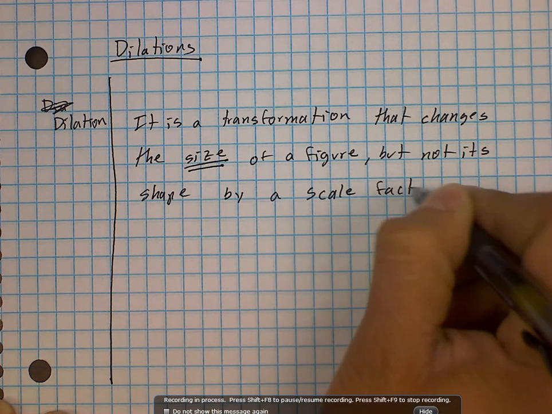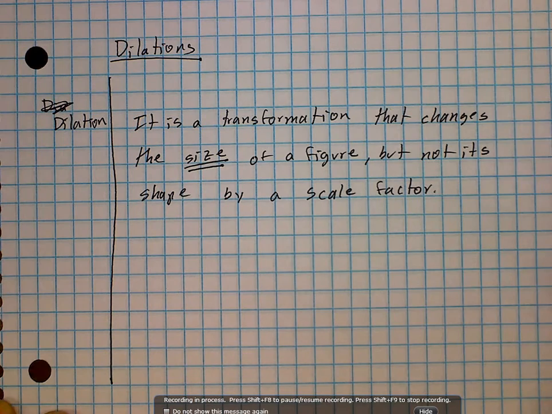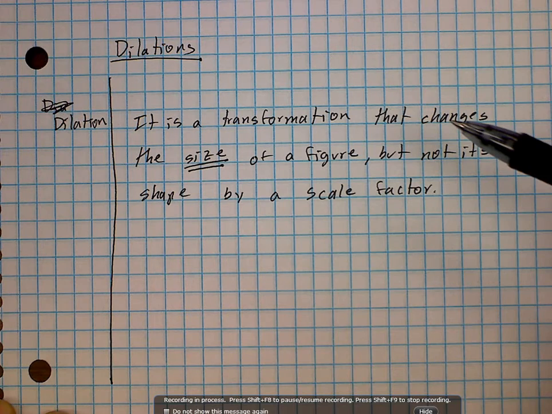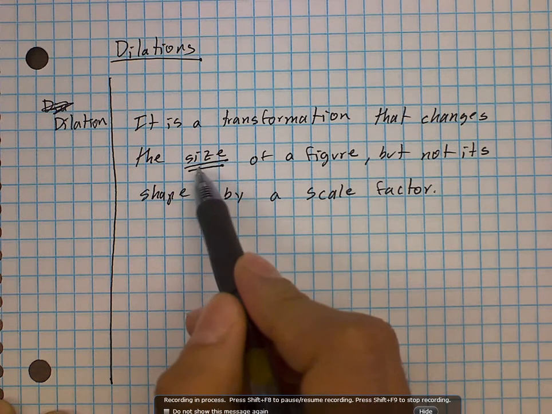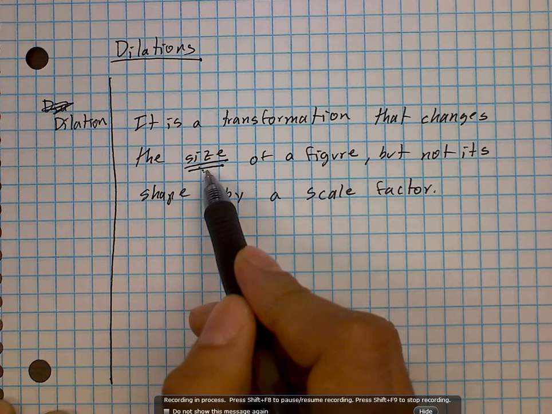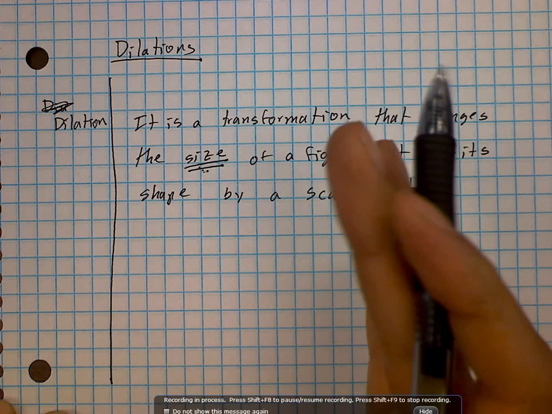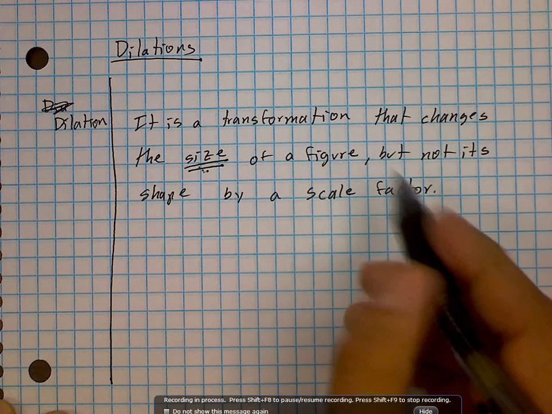As you remember, the transformations that we saw last class were translations, rotations, and reflections. Those keep the same size, but this one makes the shape either bigger than the original or smaller. And that is because of the scale factor.